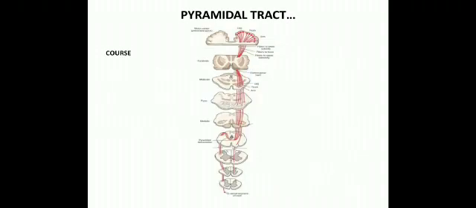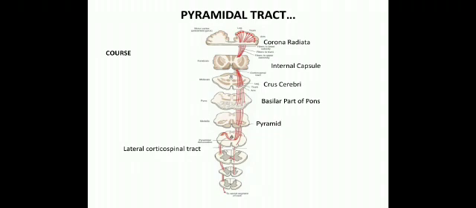The course: the tract passes through the following parts of the central nervous system: the corona radiata, the internal capsule occupying the genu and the anterior two-thirds of the posterior limb, the middle two-thirds of the crus cerebri of the midbrain, the basilar part of the pons, and the pyramid of the medulla. In the lower part of the medulla, about 75 to 80% of the fibers cross to the opposite side and descend as the lateral corticospinal tract. About 20% of the fibers remain uncrossed and run down as the anterior, or uncrossed, corticospinal tract.